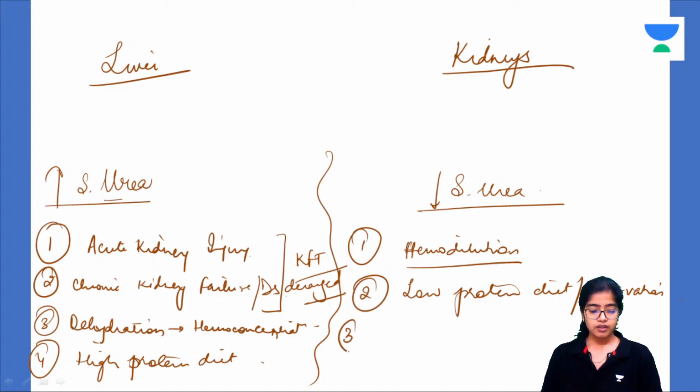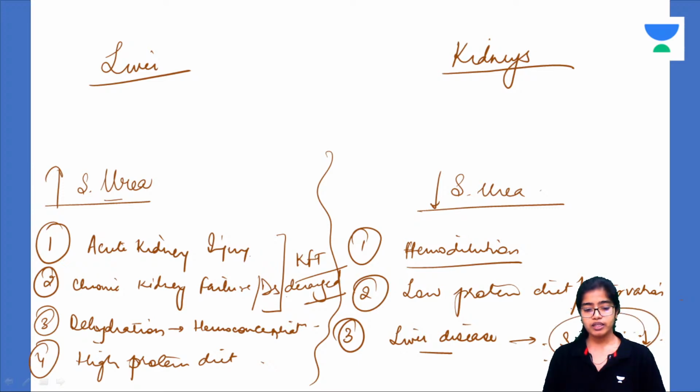Okay. Third is liver disease. If the liver is not performing its synthesizing functions properly, serum urea will be low. How will you support the diagnosis? Serum albumin will also be low. Serum albumin can also be low in kidney disease, where the kidneys are not able to retain serum albumin.